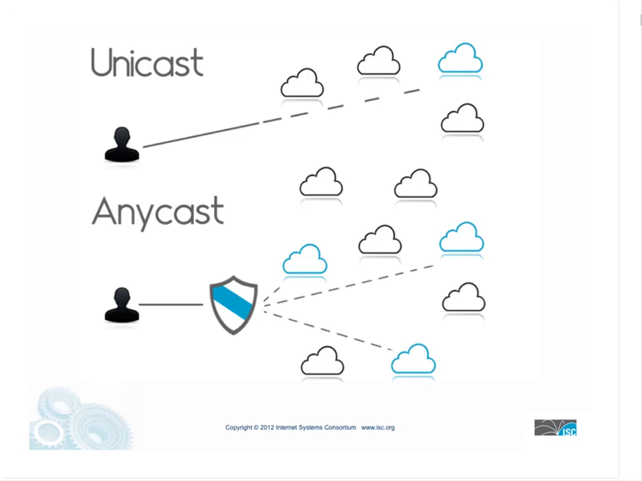Now, if for some reason that server goes away because of maintenance or some other issue, traffic would just flow to the next closest server serving that same service address. All in the background, you wouldn't notice any change other than perhaps a slight difference in performance.